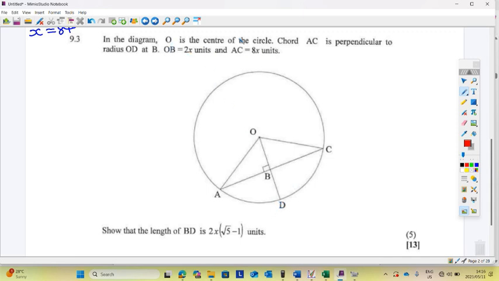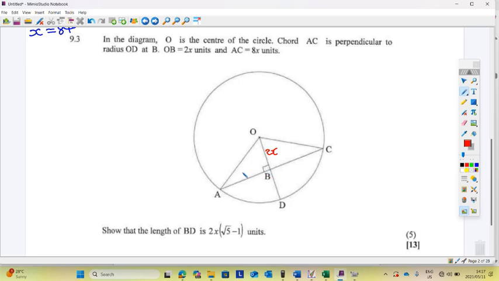From what we were given in the diagram, AC is perpendicular to this radius, and then OB is 2x. Let's write the 2x there. This is our 2x. And then AC is equal to 8x units. This is our AC, and we see that AC is perpendicular to the line from the center. There, you remember the very first theorem. So the very first theorem tells us that this line from the center, if it is perpendicular to a chord, then it bisects the chord.